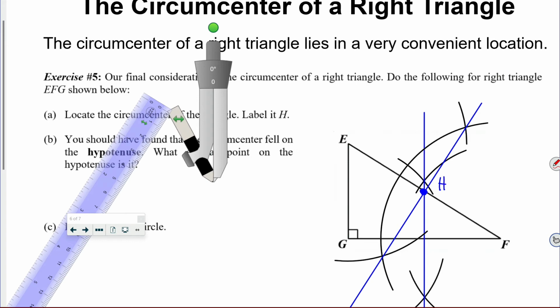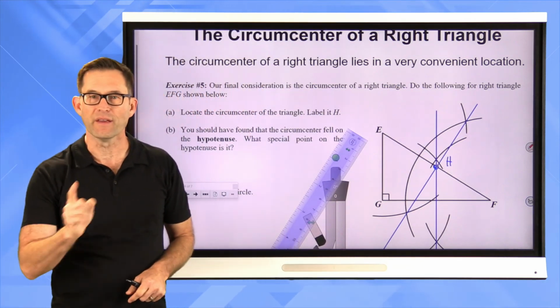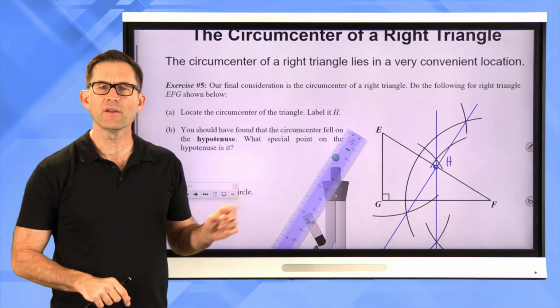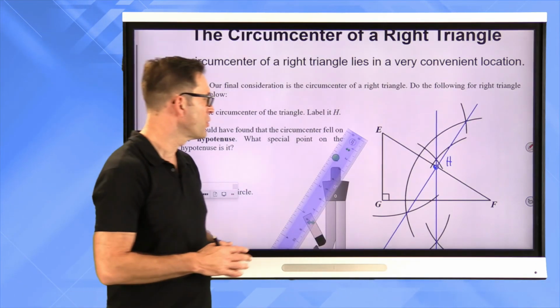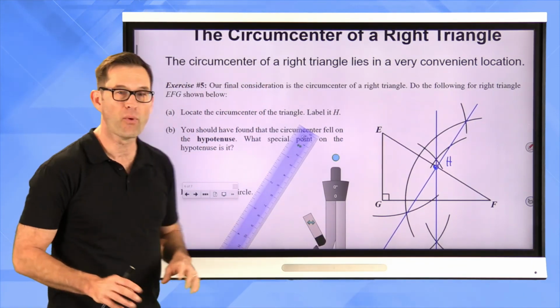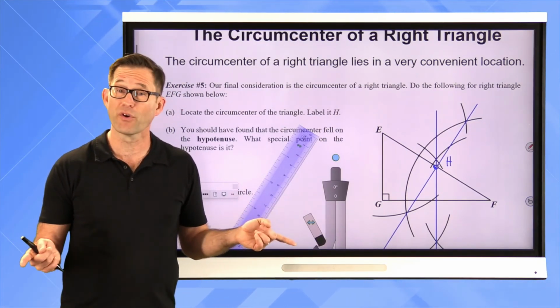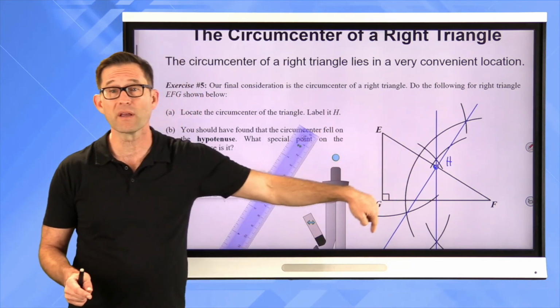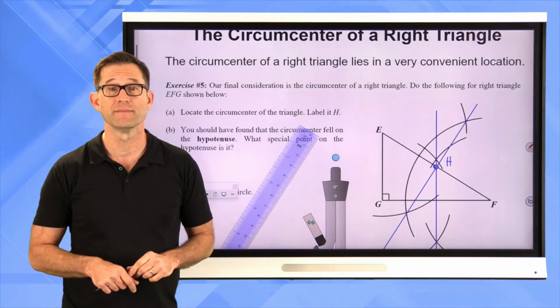Point H falls on the hypotenuse. Huh. Point H falls on the hypotenuse. Now let's take a look at letter B. You should have found that the circumcenter fell on the hypotenuse. What special point on the hypotenuse is it? All right, so in other words, point H doesn't just fall on the hypotenuse. It falls on a special point on the hypotenuse. What point on the hypotenuse is it? Pause the video now, and don't forget that we constructed the perpendicular bisector of the hypotenuse. So pause the video and write down what you think it is.